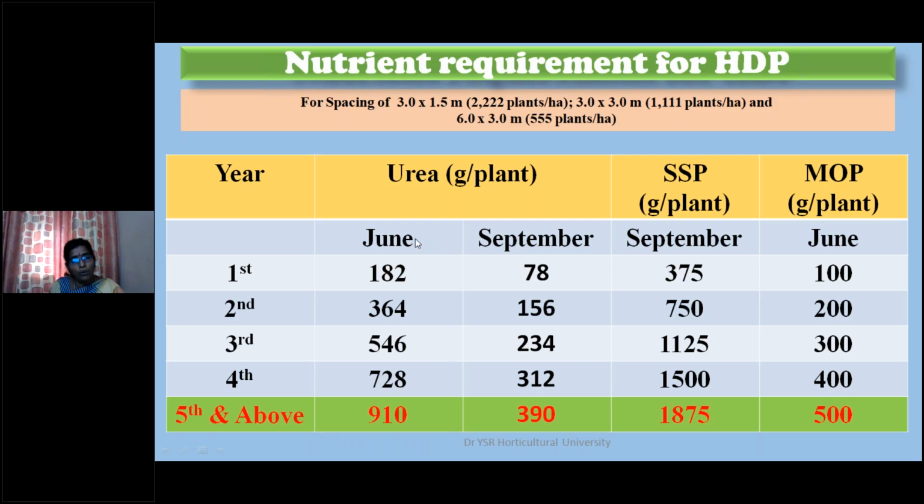Urea has to be applied along with potash in the June month. So in June, for a 5th year old plant, you have to apply 910 grams of urea along with 500 grams of muriate of potash, whereas in September urea should be applied at 390 grams per plant along with superphosphate, that is 1.875 kgs.